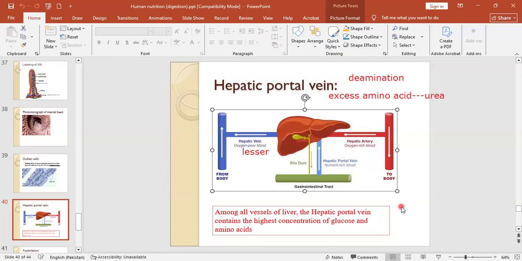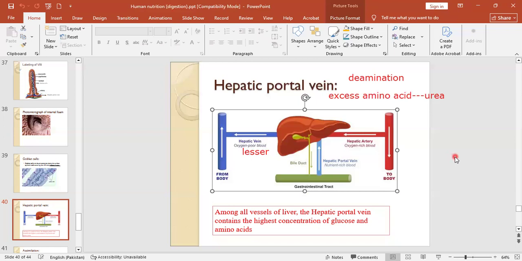Actually, before releasing the nutrients into the hepatic vein, and all the food will reach the cell, there are some things the liver has to do. Number one, store the excess glucose and convert the excess amino acid into urea. And that conversion of the amino acid into urea is known as deamination. Is it clear to everyone? Yes, Zena?